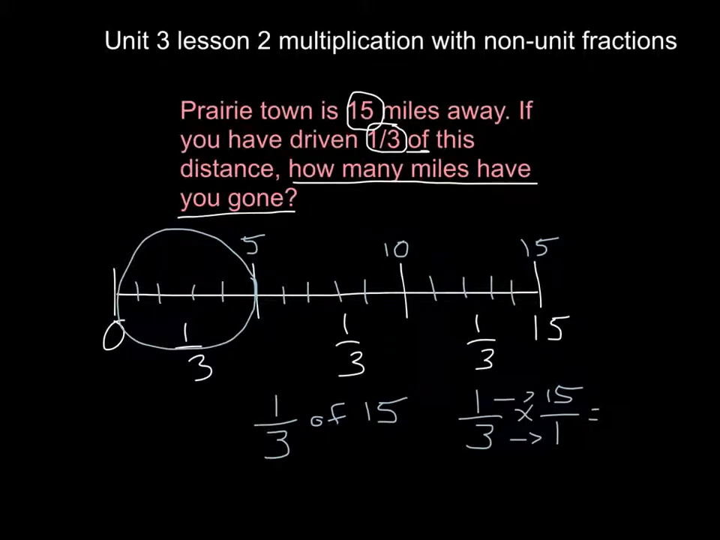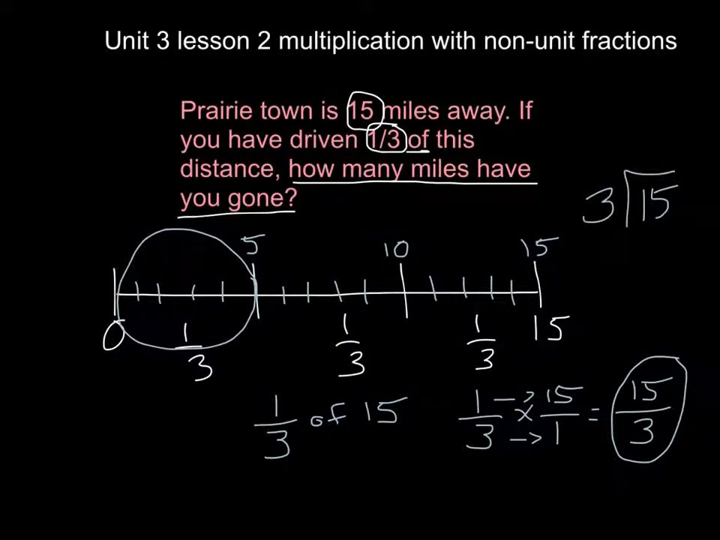This is all you have to do for multiplying fractions. 1 times 15 is 15. 3 times 1 is 3. I now have an improper fraction that can be fixed and should be fixed. By looking at this fraction as a division problem, what I have here is 15 divided by 3. And 15 divided by 3 is 5. That confirms that 5 is our answer.